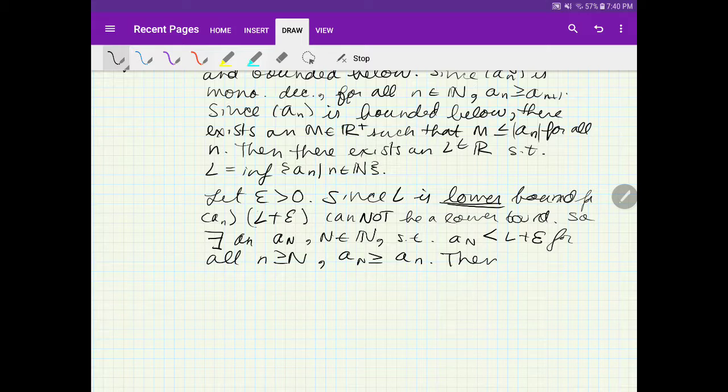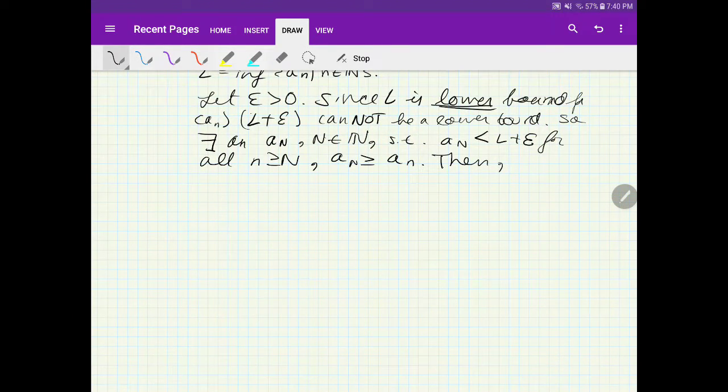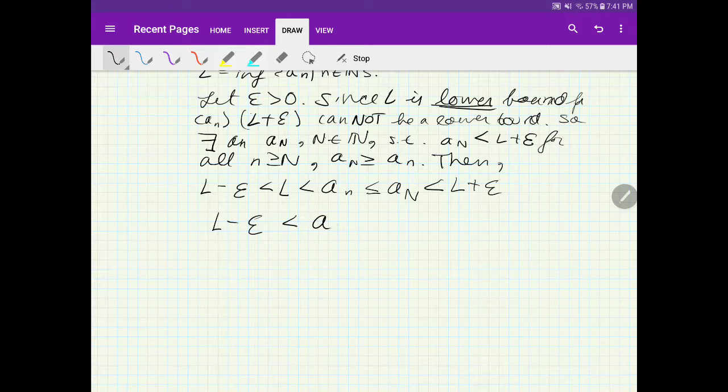Well, then we can write some inequalities. We've got L minus epsilon, which is definitely less than L, and that's less than or equal to a sub n because L is the lower bound. And a sub n is less than or equal to a sub cap N, which happens to be less than L plus epsilon. So let's remove a little bit of the stuff in between and pick out what's important to us. L minus epsilon is less than a sub n, which is less than L plus epsilon.